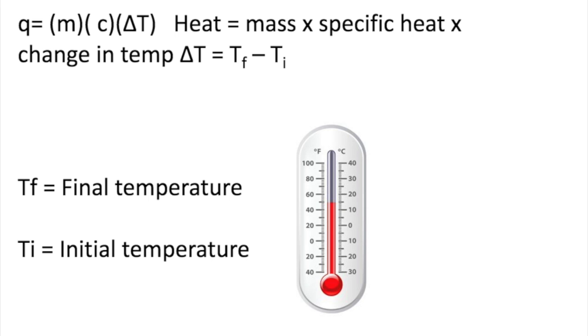Now, for an equation. We'll be doing the specific heat equation to be specific, and this will be shown as Q equals mc delta T. And heat equals mass times specific heat times change in temperature is what that means. Also, delta T equals T_f minus T_i. And what this means is final temperature minus initial temperature.